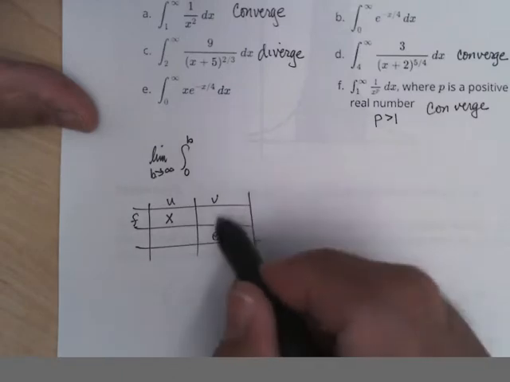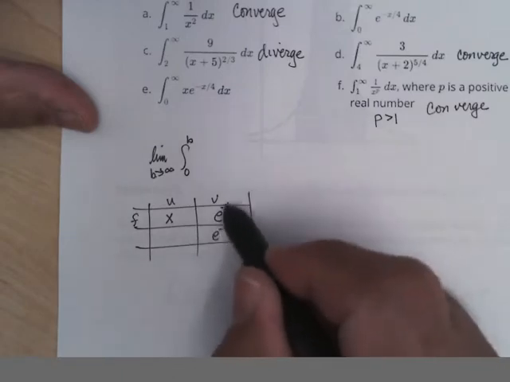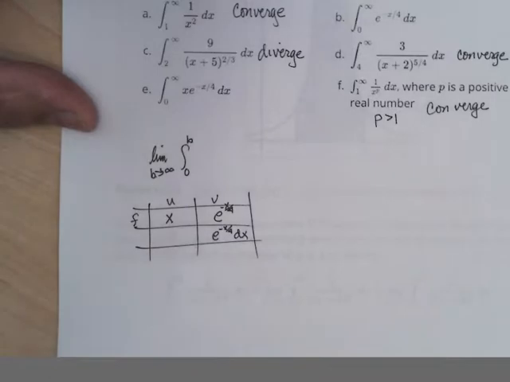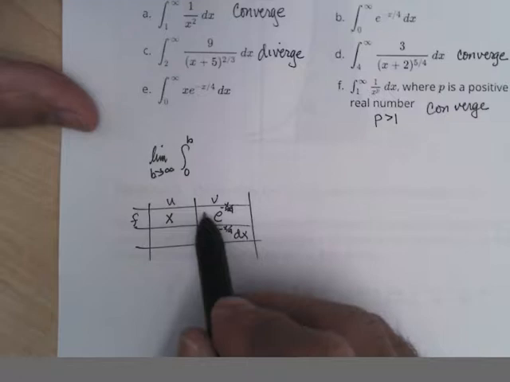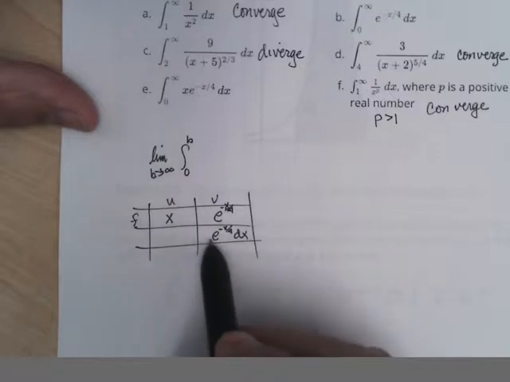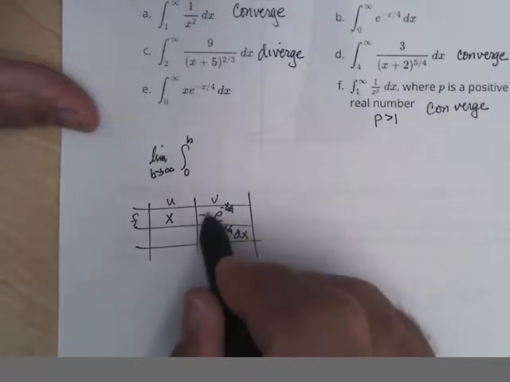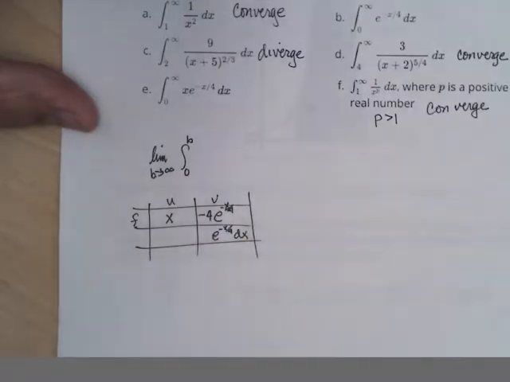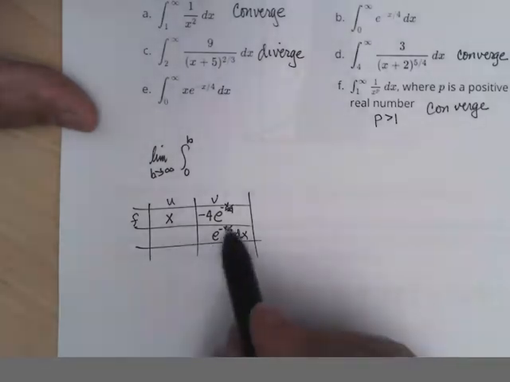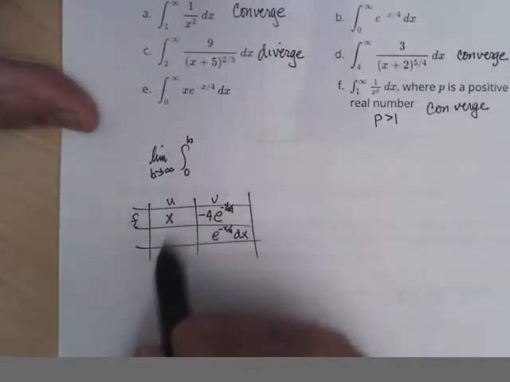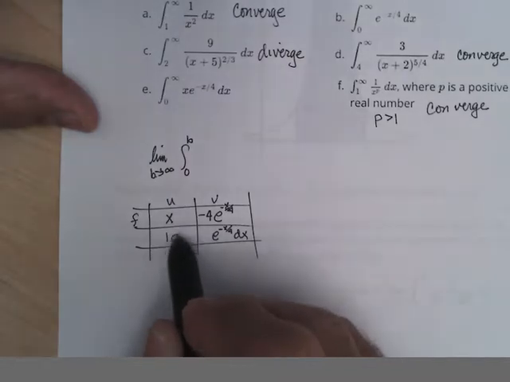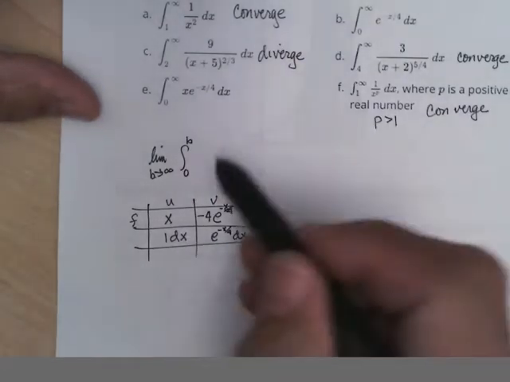To integrate this, it would be e to the negative x over 4. And if we take the derivative, we get minus 1/4, but we don't have the minus 1/4, so this has to be minus 4, the antiderivative. You can do a u sub on that, then integrate this, and you'll get this. Derivative of x is 1 dx.